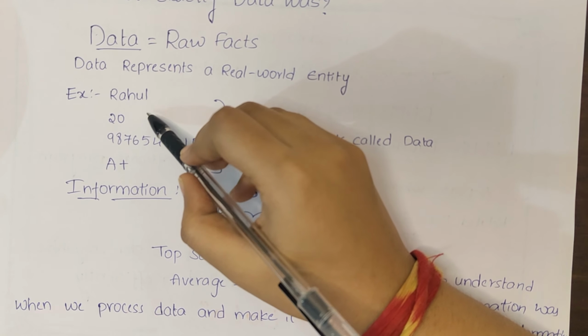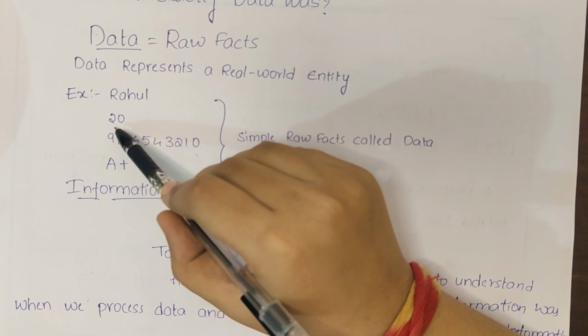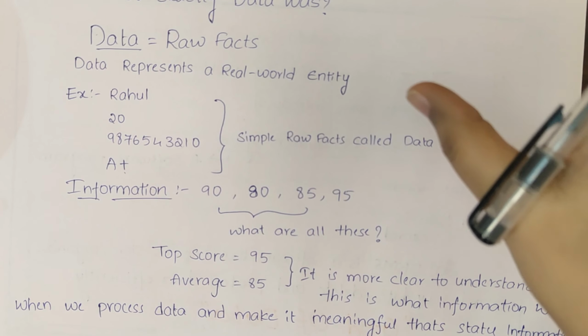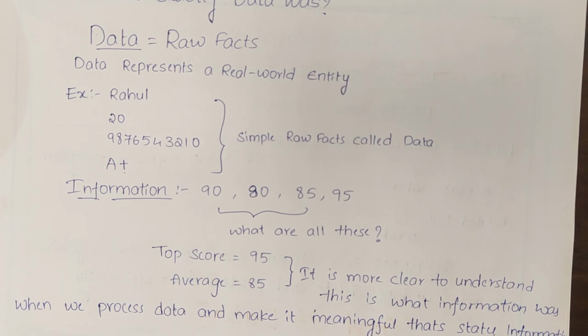Like Rahul, a name, age of a person 20, mobile number, blood group, Aadhaar card, anything which is simply written in the form of facts is called data.